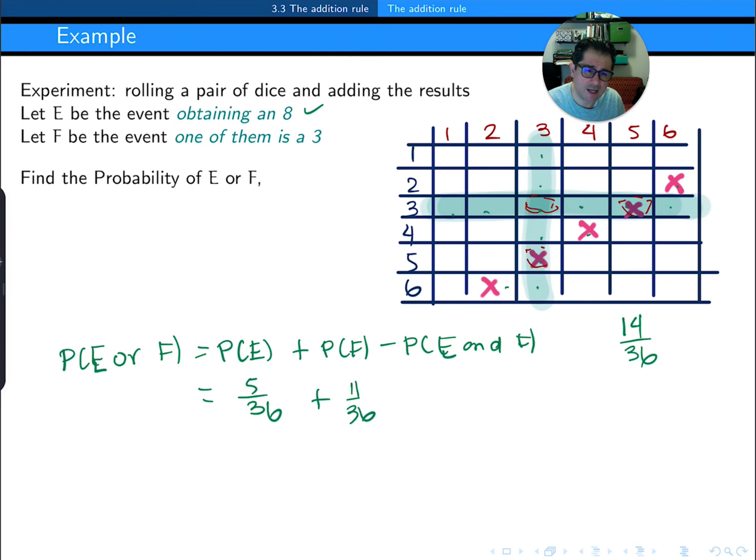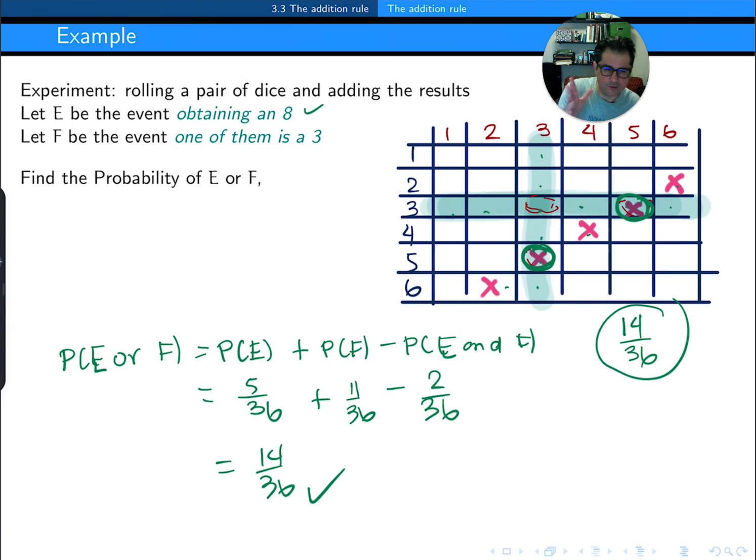And the probability of E and F, that's these two, right? Those are the two where the sum is an 8 and one of them is a 3. So it's that one and that one. There are 2 of them, so minus 2. That's what I did, and I got 14 over 36. Okay, so they match if you just count them from the grid or if you use a formula. In this case, it was as complicated to do one or the other.